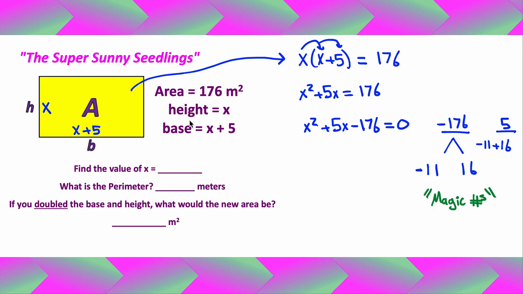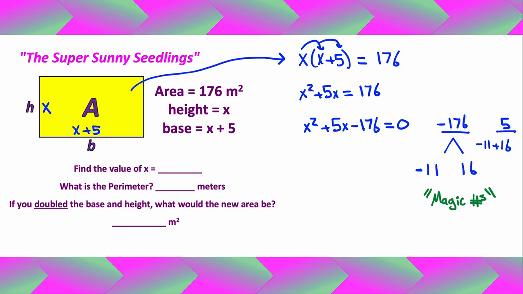Well, the area of a rectangle is the base times the height. So if we take x times x plus 5 and set that equal to the area, we'll have an x squared plus a 5x equals said area. Next, you would subtract the 176 to make it look like a trinomial that we can factor.